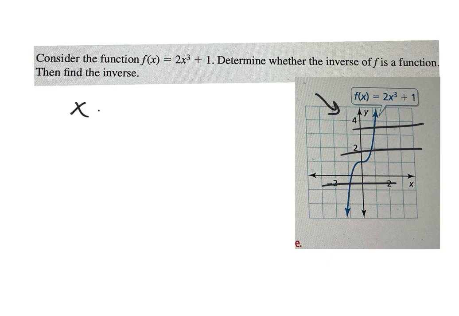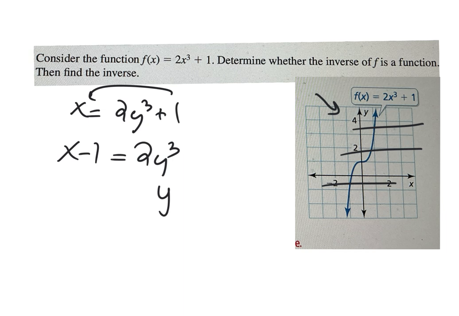So I'm going to switch the x's and the y's. Just like that. I'm trying to solve for y. Move the 1 over. Divide by 2. And then take the cube root. Okay, I'm going to go ahead and get rid of the y. Take the cube root of all that.